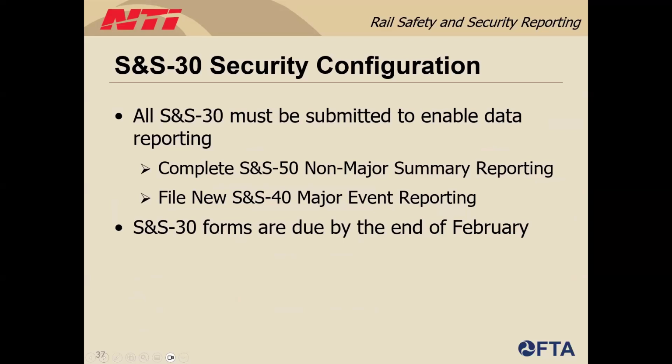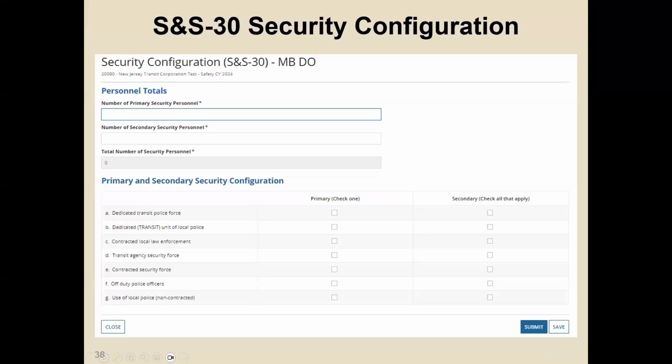All SNS 30s must be completed and submitted in order to enable reporting. If you cannot edit or create an SNS 40 or 50, it's because one or more 30s are open. And again, all forms should be completed by the end of February. So you can see that this is for a bus mode, but the forms are the same regardless of mode.